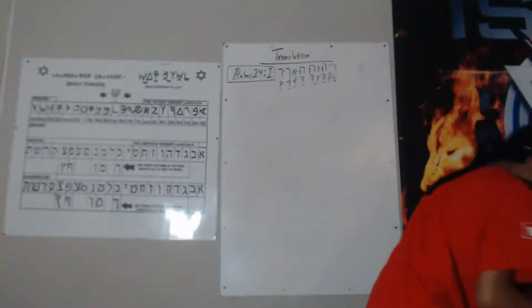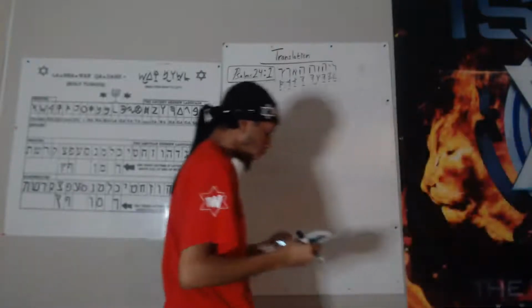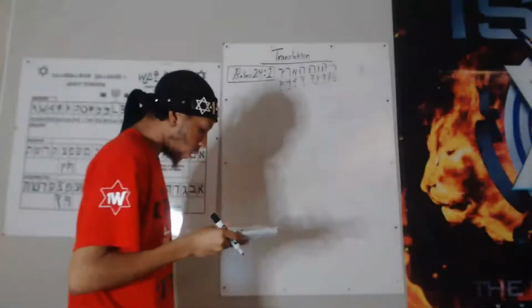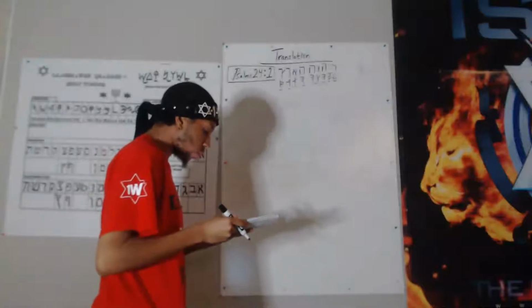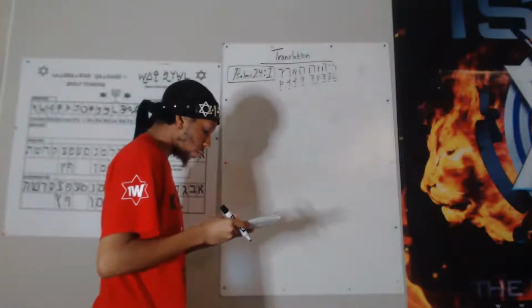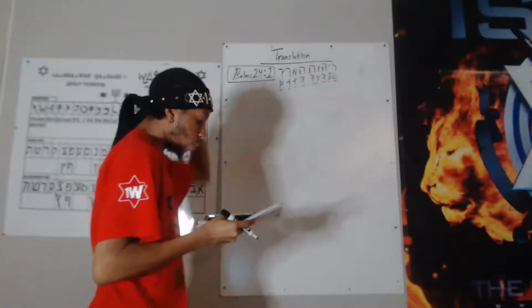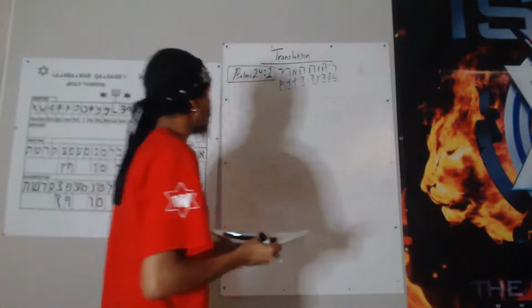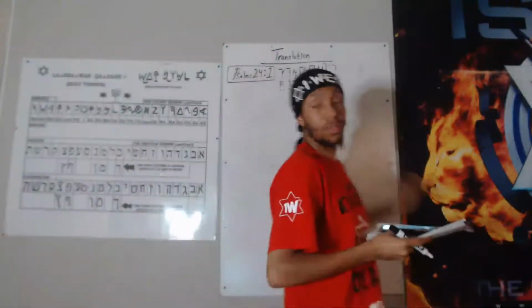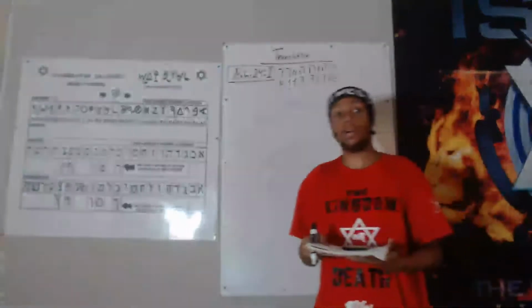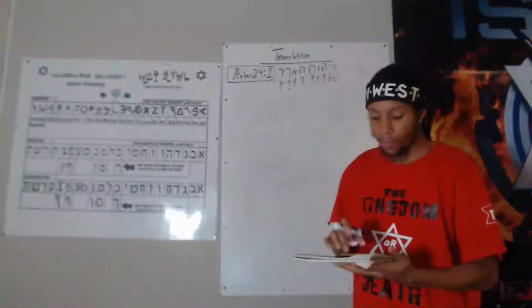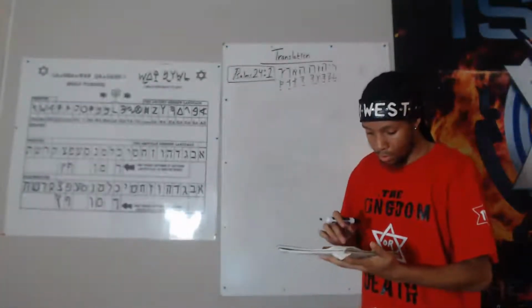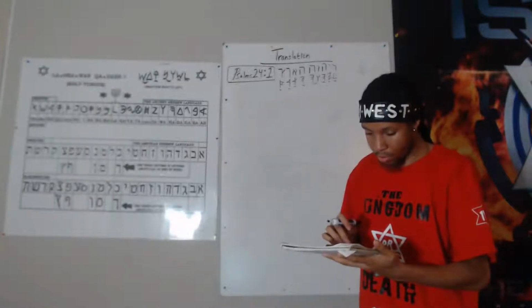So let's go ahead and get into Psalms 24 and 1 real quick. It says, a psalm of David. The earth is the Lord's and the fullness thereof, the world and they that dwell therein. So this is once again going to be a portion of the scripture, not the entire whole thing, all right? So let's get into it.